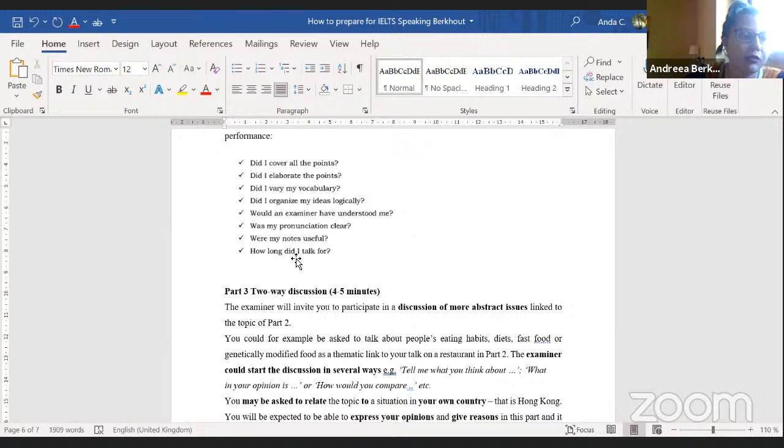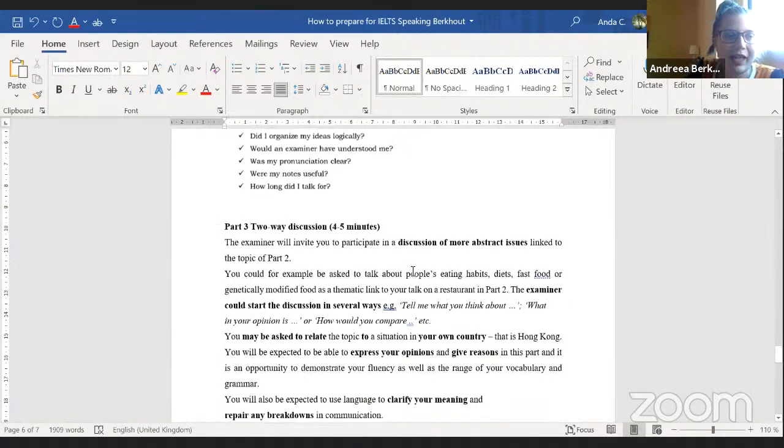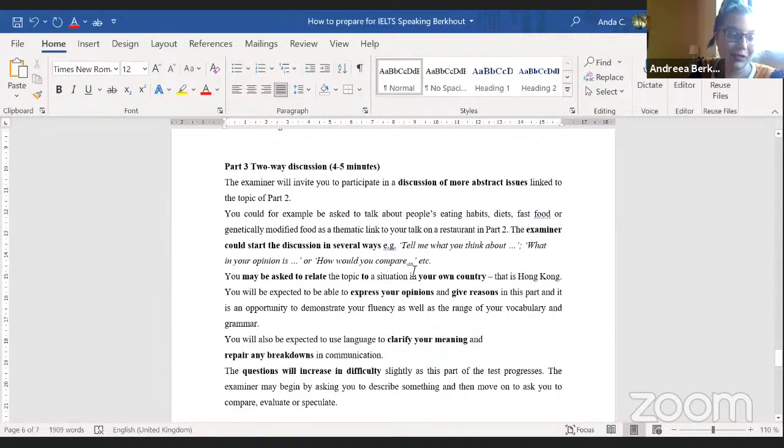Very good. So this would be the main point. Next, part 3, and the last part of the speaking, is the two-way discussion, which lasts for 4 to 5 minutes. So you are asked questions, but the questions here are on more abstract issues. You are no longer asked where you live. You are asked, tell me what you think about, what is your opinion on.